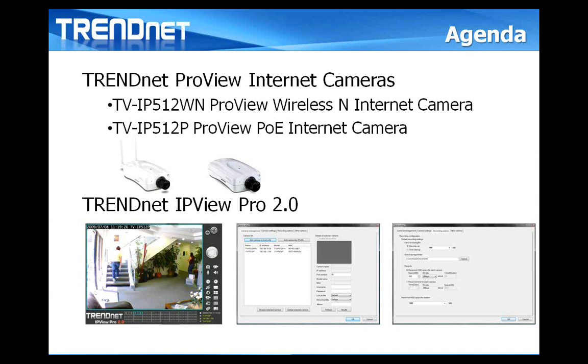We have our TV IP 512P, our ProView PoE wired internet camera. And again, we're going to go over TrenNet IPView Pro 2.0. Down here you can see a couple screenshots of it. It looks a little different, a little bit more polished. We'll go over that later at the end of the presentation.